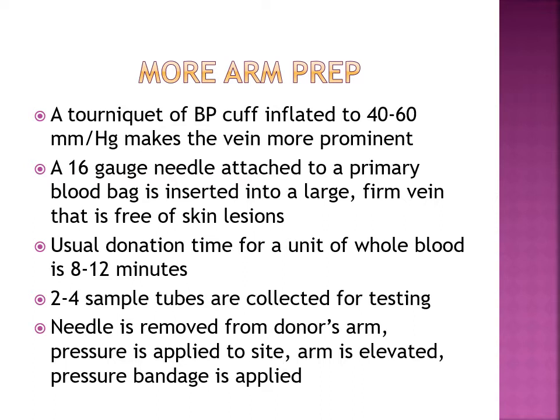The usual donation time for a unit of whole blood is 8 to 12 minutes. You can try to rush it and go faster, get your best time. 2 to 4 sample tubes are collected for our infectious disease testing. The needle is removed from the donor's arm, pressure is applied to the site, the arm is elevated, and a pressure bandage is applied. You guys should know a lot about this from phlebotomy, but this is the donation process.